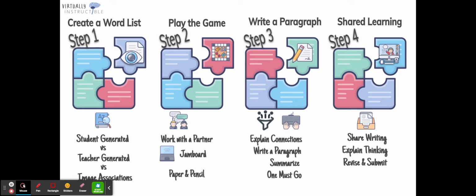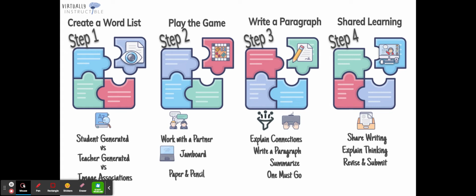To start with Tic Tac Tell, you need a word list. You can create the word list yourself from vocabulary words from the textbook or from a unit of study. You can let students create the word list. And you can also try a challenge of using images instead of a word list. I'm going to show you several examples of different variations of how this game can be played in different subject areas with student generated, teacher generated, and image based lists.